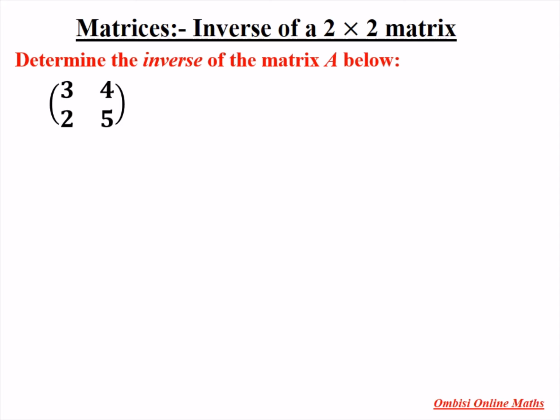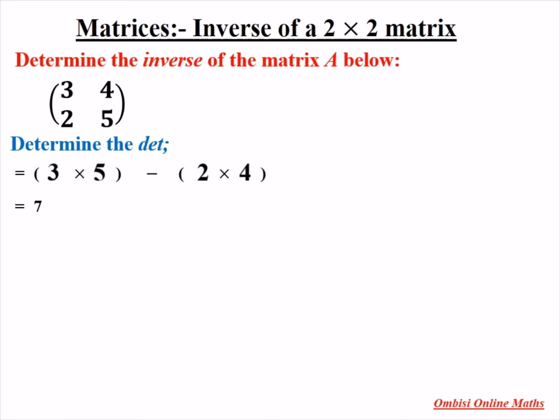For us to determine the inverse of a matrix, the first thing to do is to find the determinant. The determinant here is going to be 3 multiplied by 5, from which we subtract 2 multiplied by 4, and this gives us 7, because 3 times 5 is 15, 2 times 4 is 8, and subtracting, you get 7.